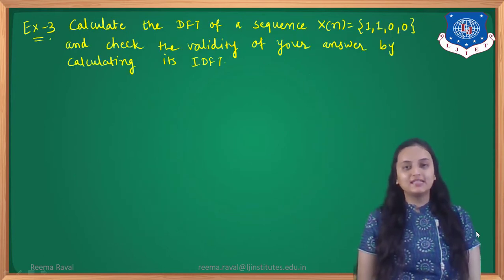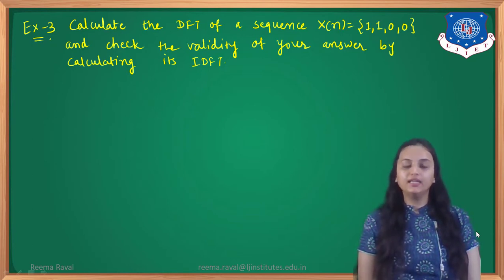Now, the next example is to calculate the DFT of a sequence which is given as x of n equals 1, 1, 0, 0, and it is asked to check the validity of your answer by calculating its IDFT. Now in this example, what is to be done? First of all, you need to find the DFT of this sequence x of n using the same matrix method which we have done for the previous examples. Then after finding x of k, that means DFT of x of n, we need to find the IDFT from the answer x of k.